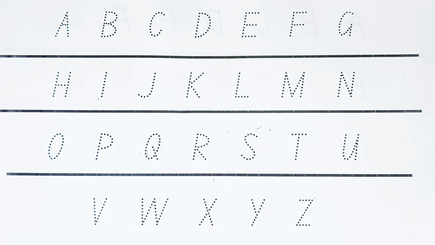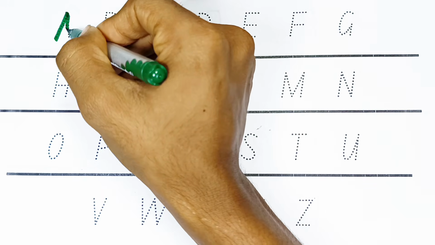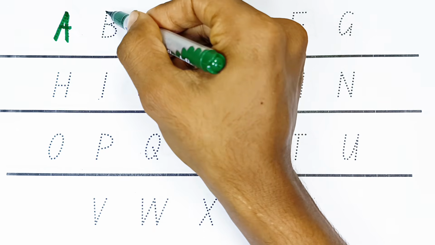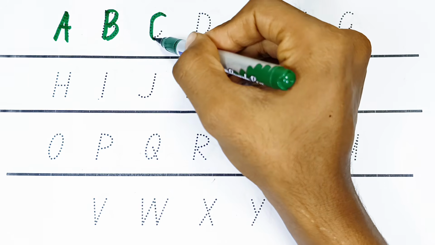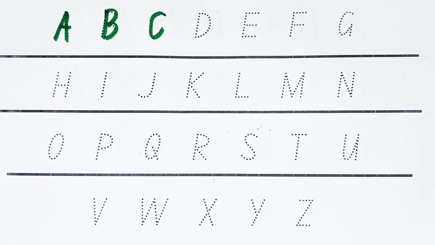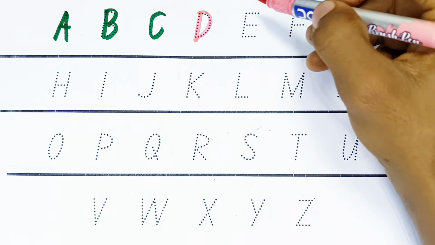So kids, now we draw A. A for apple. B for ball. C for cat. Kids, now you draw D. D for dog.